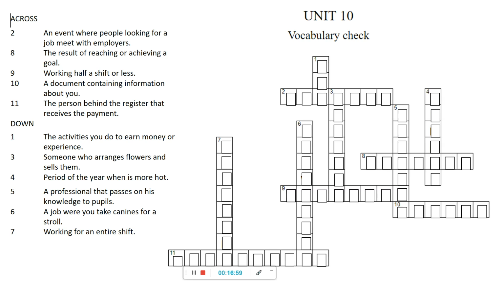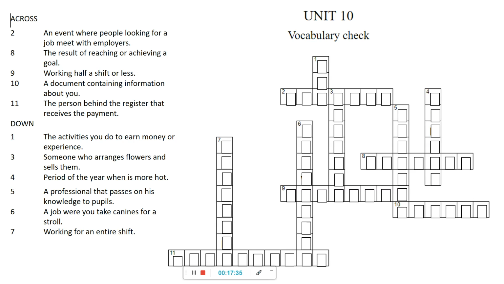So, let's continue. So, we have here crosswords, right? Crucigrama. So, we have the clues here. An event where people looking for a job meet with employers. The result of reaching or achieving a goal. Working half a shift or less. Dijimos que shift era turno. A document containing information about you. The person behind the register that receives the payment. So we have the words across. Esas son nuestras palabras horizontales. Next we have down, que son las palabras verticales o hacia abajo.